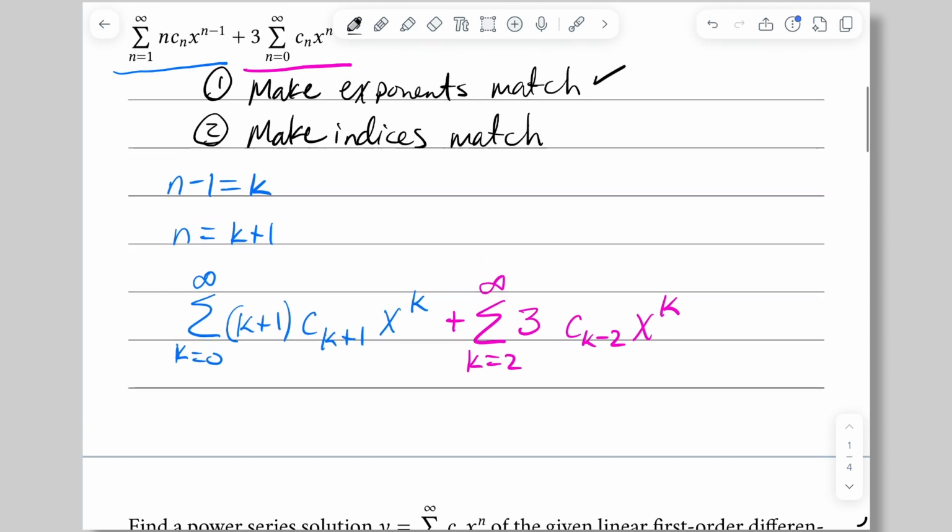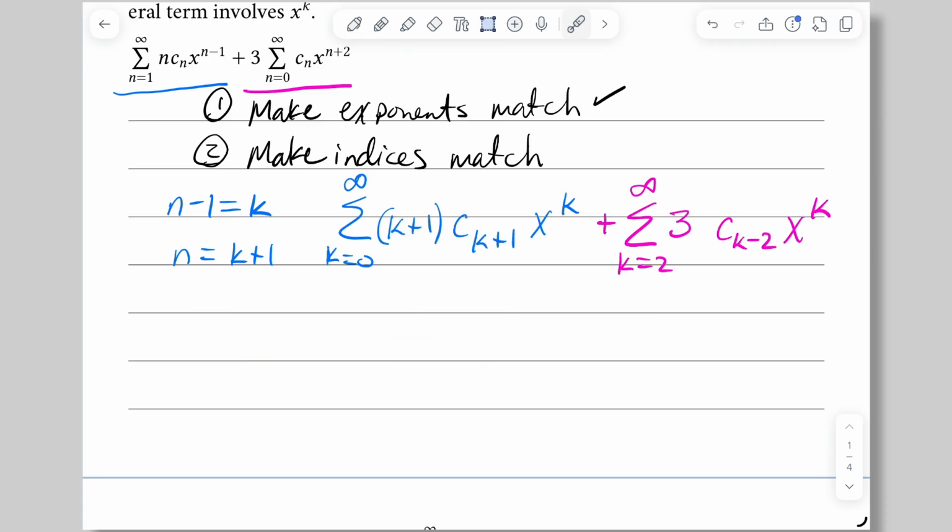Now I want to make the indices match. If I were just to change this k equals 0 to k equals 2, then I would have to change all of the k's here, and then we would lose the work that we got with the exponents. That's why we start with the exponents, we go to the indices so that we lock in those exponents.